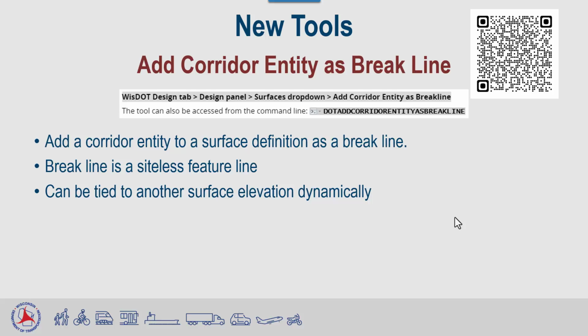So what this tool does is it adds a corridor entity to a surface definition as a break line. The break line is nothing more than a siteless feature line, but what's special about that is that feature line can then be tied to another surface elevation dynamically. So if your design changes and your elevation changes for a surface that feeds into your final surface, that break line can then take those changes automatically without having to redo that process again. So let's take a look at how this one works.